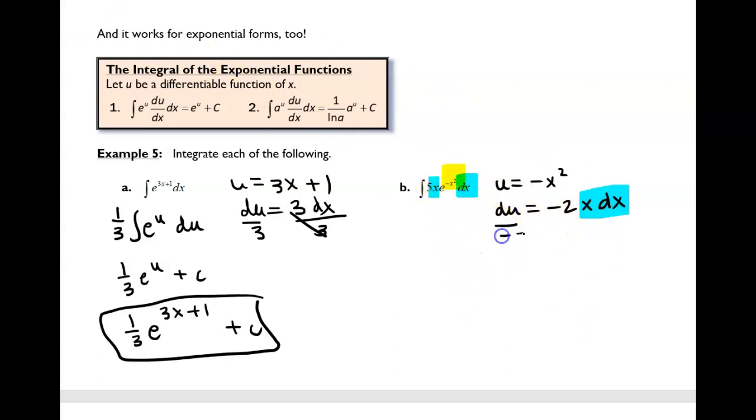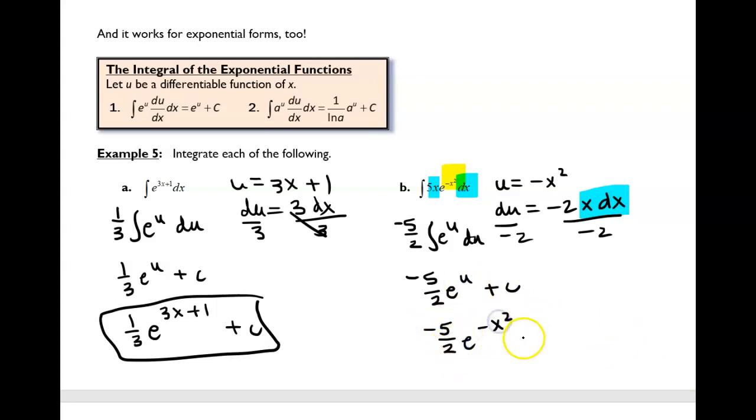I will need to divide by negative 2. And I can multiply by 5 or factor the 5 out in front. So I'll have negative 5 halves e to the u du. So my antiderivative is negative 5 halves e to the u plus c, which gives me negative 5 halves e to the negative x squared plus c.